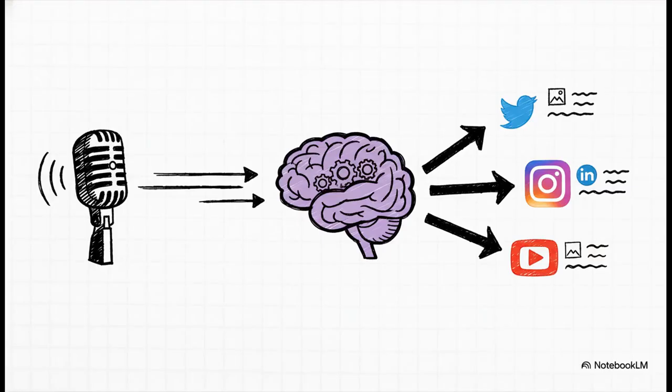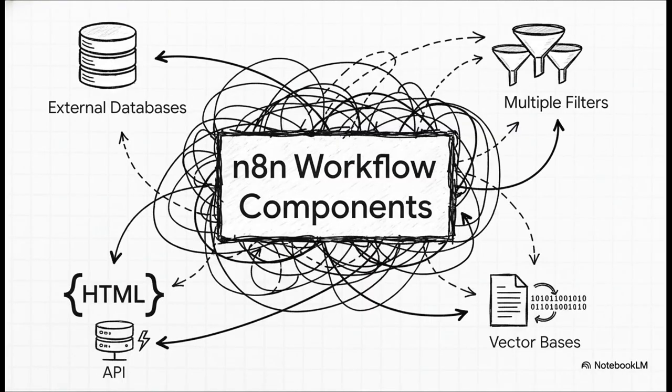I mean, isn't this the dream for anyone who creates content? You just have a meeting, and boom, an AI agent grabs the transcript and spins it into gold. Tweets, LinkedIn posts, the whole shebang, all without you having to lift a finger. Now, the source material shows that building this with N8N is, well, it's pretty complex.